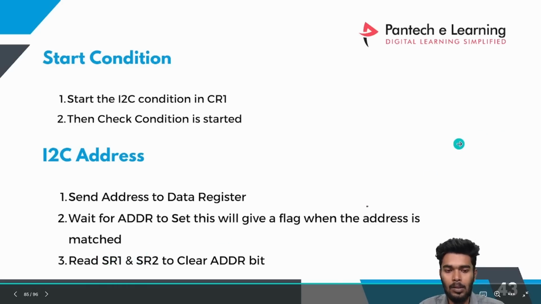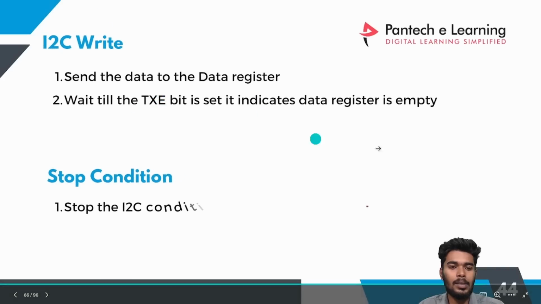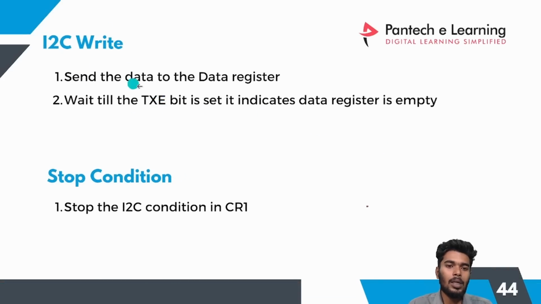Okay, so next is the write function. Then you have to send the data to the data register and wait till the TXE bit is set. As you can see in the UART communication, we wait for the TXE to set. That indicates the data register is empty. If the data is transferred, then the register will get empty. So we have to wait till this is set. Then we have to give the stop condition, which you can see in control register 1.